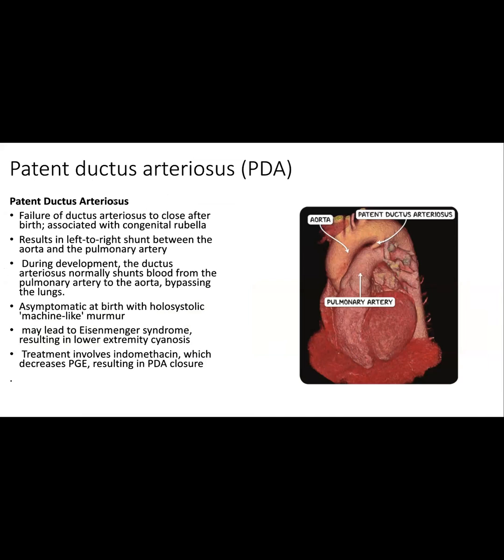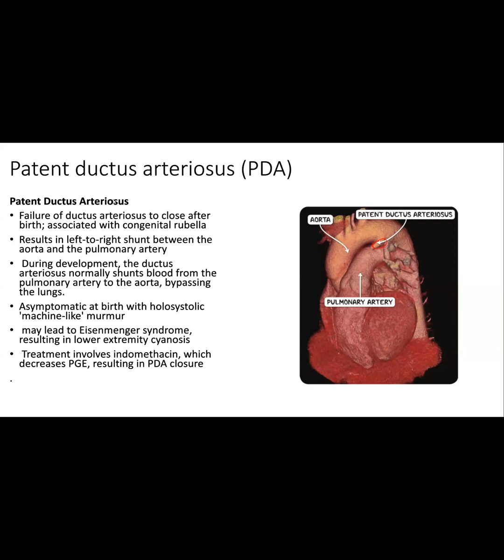So, patent ductus arteriosus. It is the third type of acyanotic heart defect. With this one, the ductus arteriosus, which is this one here, is a physiological blood vessel that connects the pulmonary artery to the aortic arch, as you can see the connection.